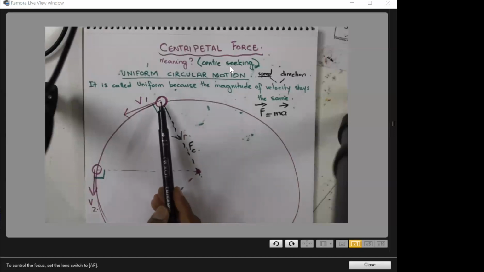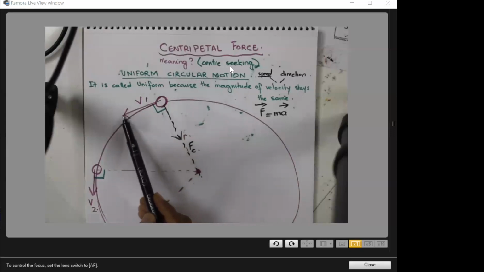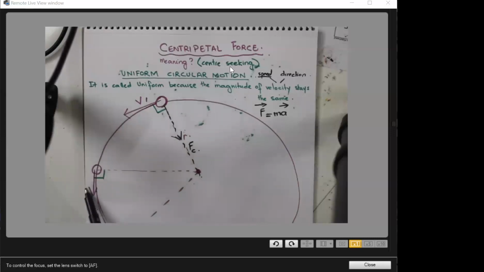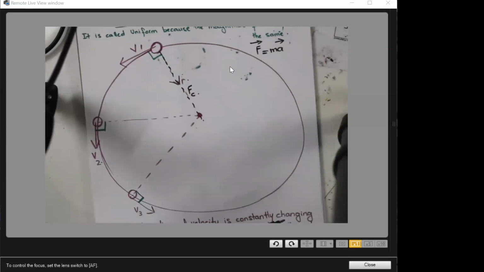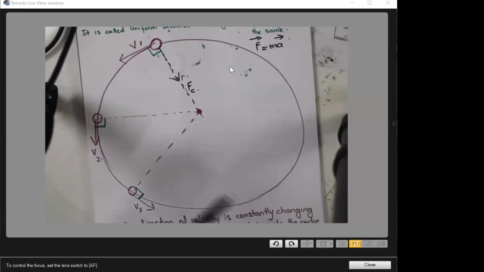So velocity is always tangent to that circular pathway. No matter at what position of the circle the object might be, the velocity is always at a tangent and is always perpendicular to the radius.